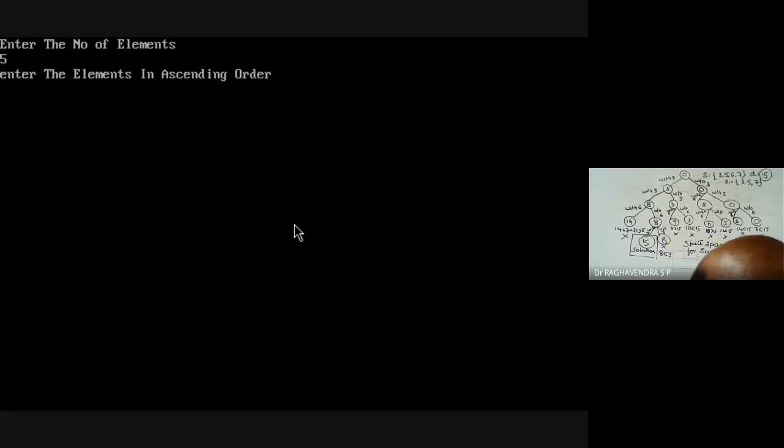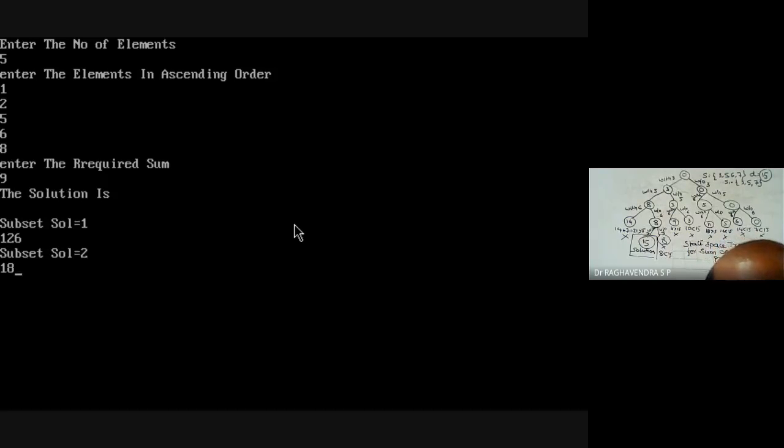First, I will take the first example. 1, 2, sorry, 5. Then we have 6. Then we have 8. What is the sum? Second problem is 15. First problem is 9. So I think only one solution is present. Oh, two solutions, sorry. 1, 2, 6 and 1, 8. If you sum up 1, 2, 6, 1 plus 2 plus 6, you are going to get 9. 1 plus 8 is also 9. Okay. So this is the first problem.